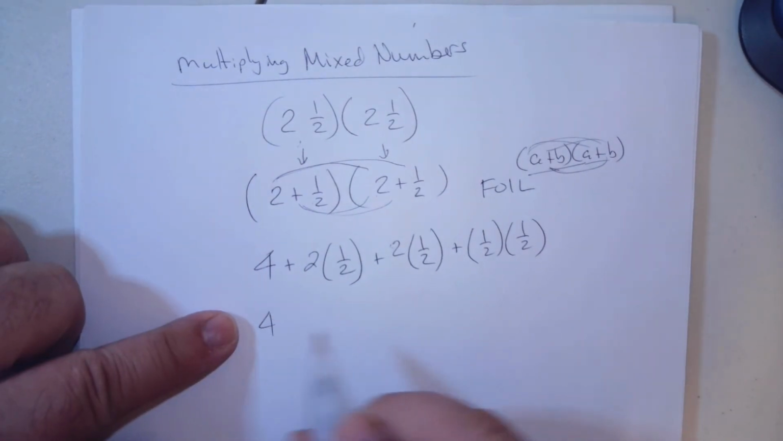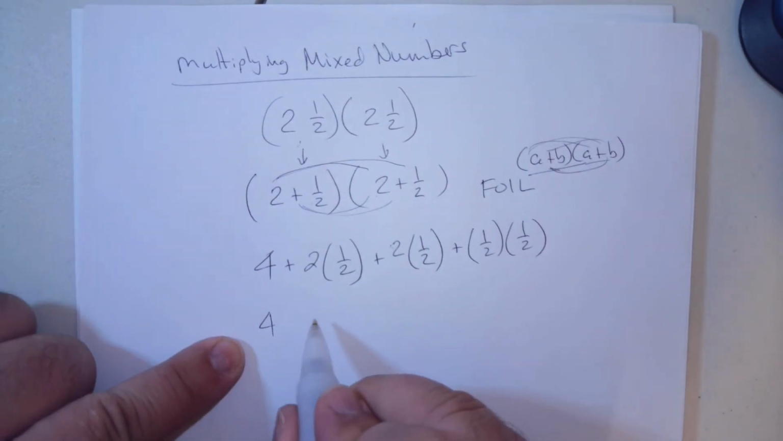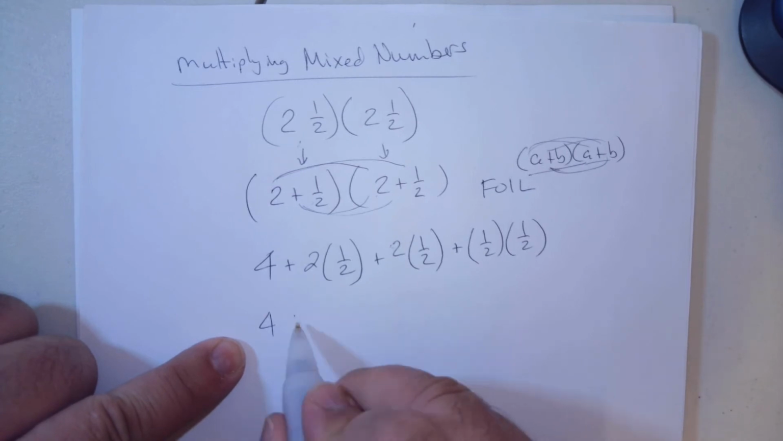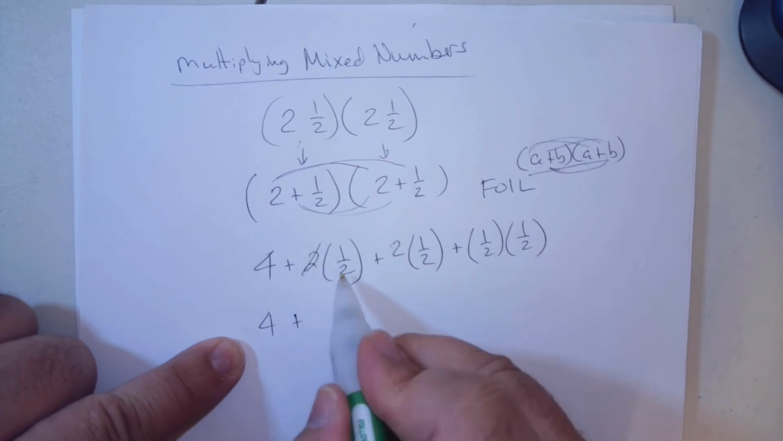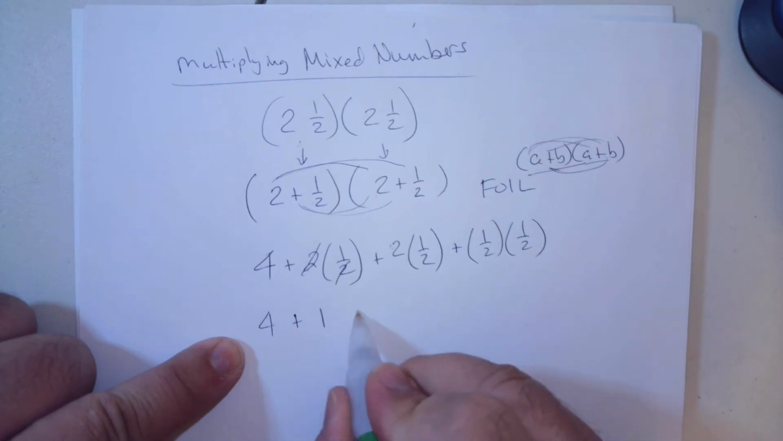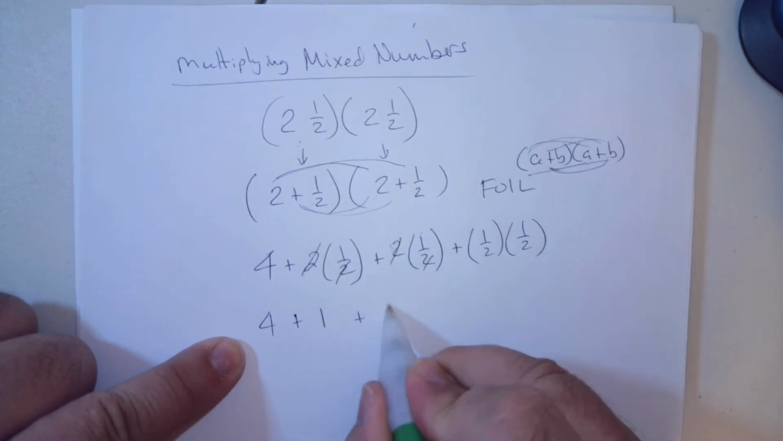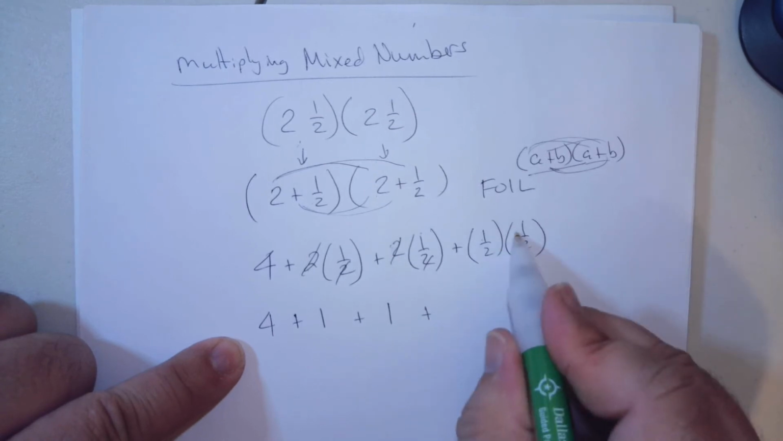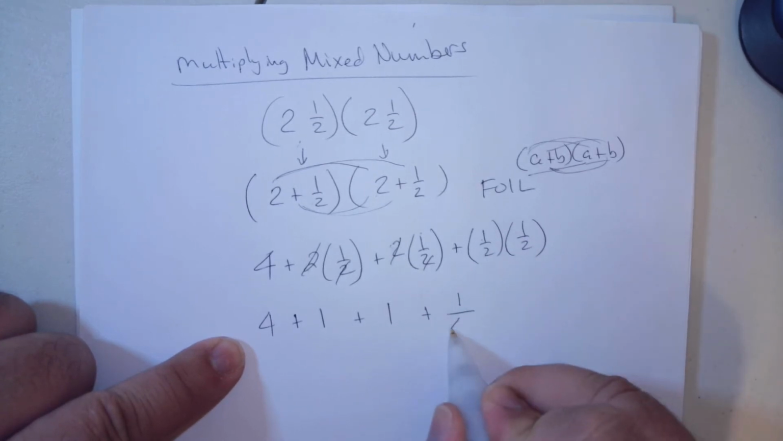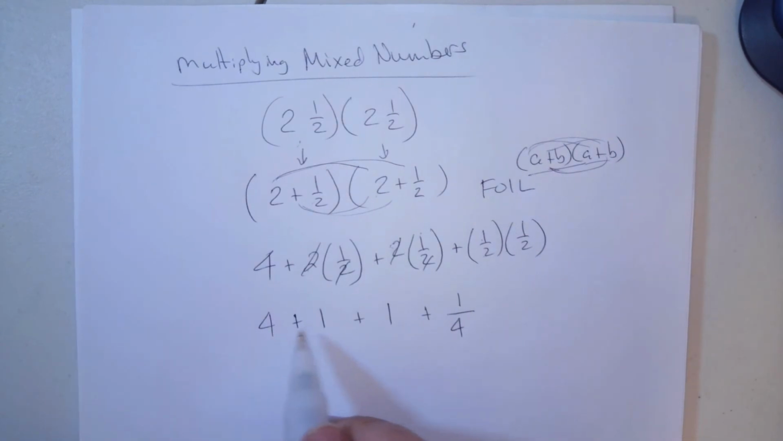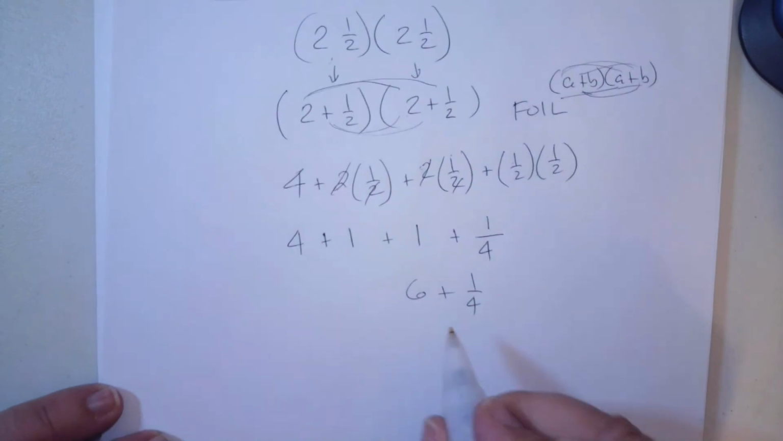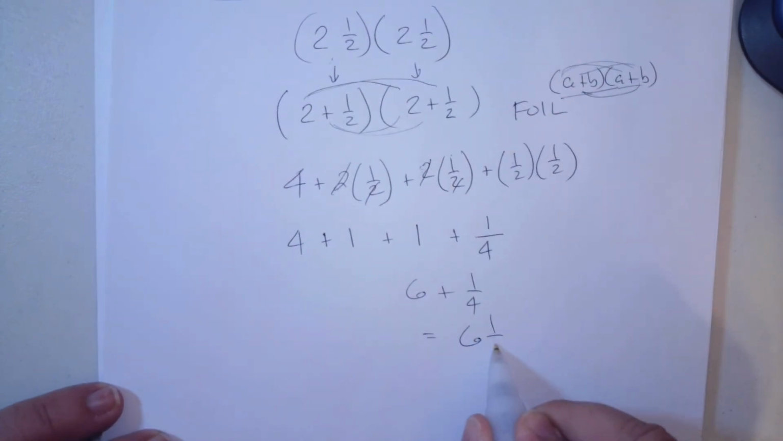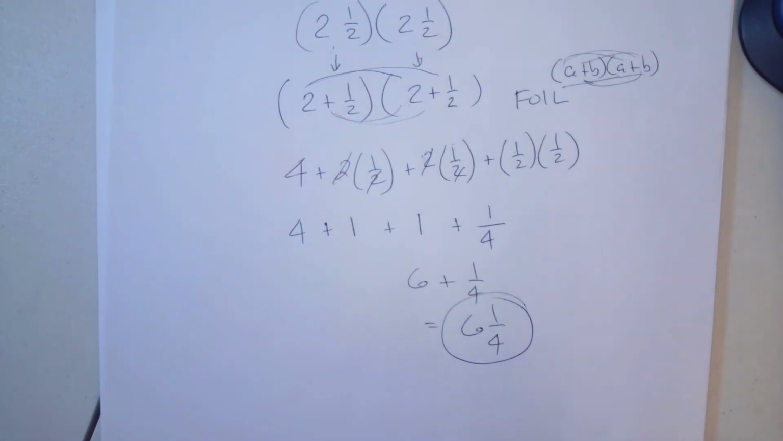So let's see what we have here. Combine like terms. 2 times 1/2, the 2's cancel, so it's just 1. 2's cancel, so it's just 1. 1 times 1 is 1. 2 times 2 is 4. 4, 5, 6 equals 6 and 1/4. Pretty cool.